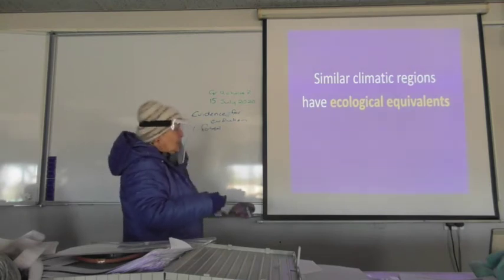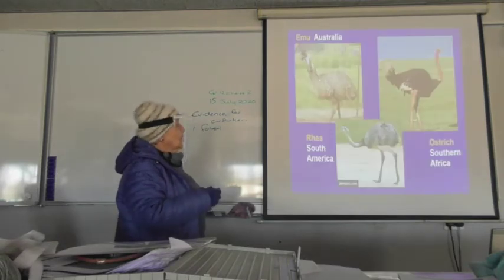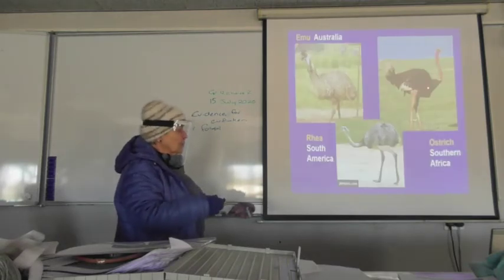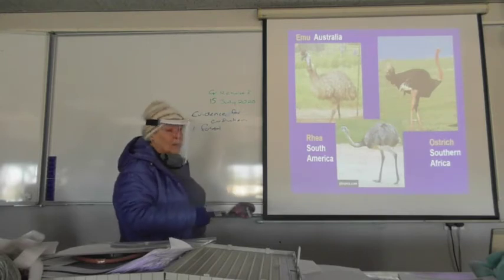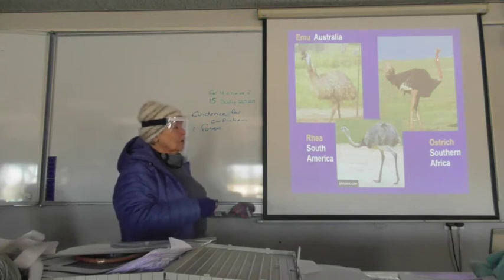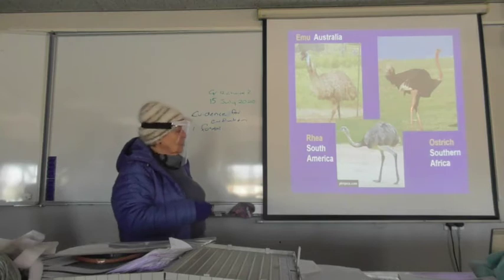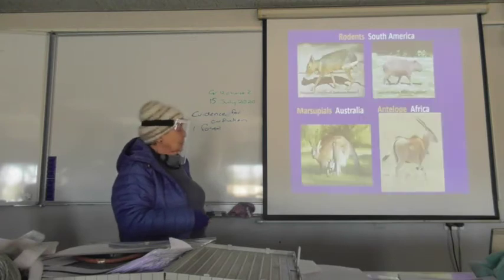Similar climatic regions obviously have ecological equivalents. So these large flightless birds, an ostrich in southern Africa, an emu and a rhea in South America, have very similar structures, but in fact have different origins. You do know that when they want to mate, they turn red on their legs, necks and other body regions.